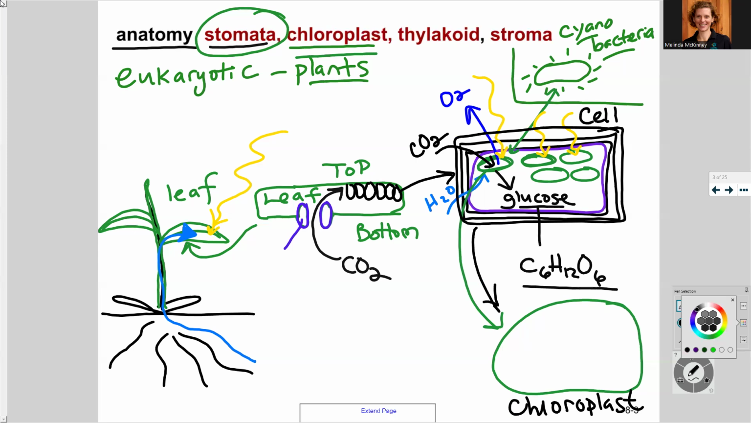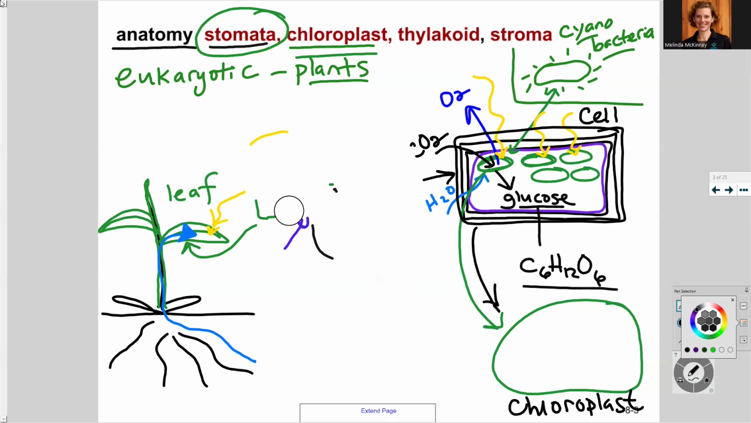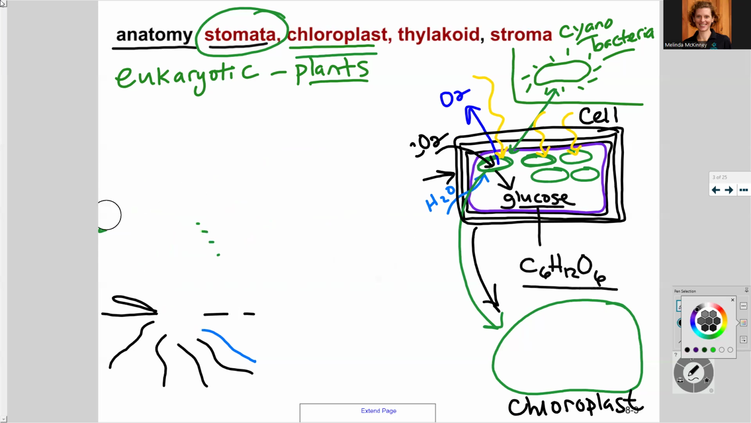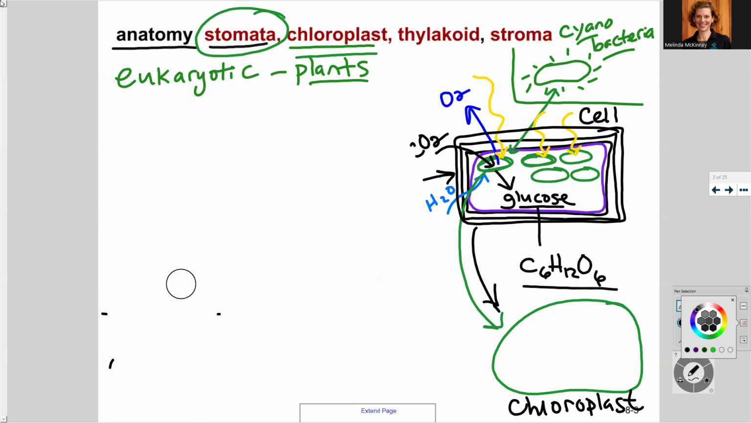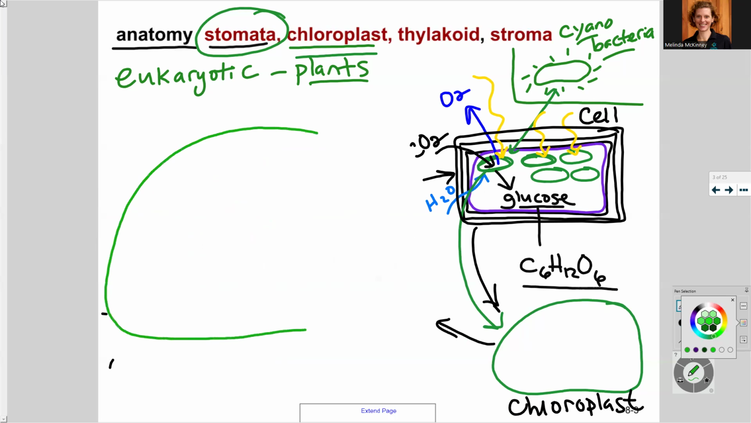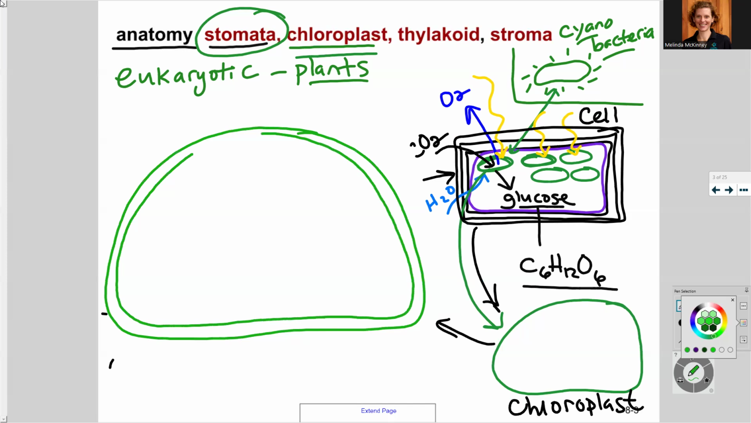So now I'm going to draw it over here. Just going to enlarge it so we can talk about the anatomy. I changed my mind, I'm drawing it over here. So I've got my chloroplast. This is my organelle, and it has a double membrane. So it's got two phospholipid bilayers that are enclosing it and separating it from the rest of the cell. Inside, there are really two regions of interest. One of them is a thylakoid, and one of them is a stroma.